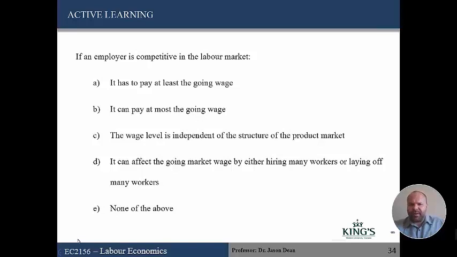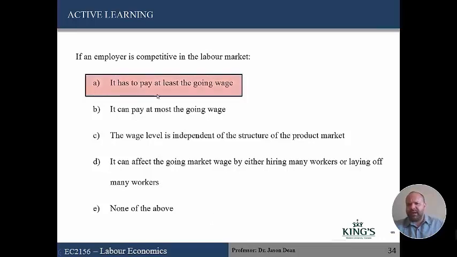If an employer is competitive in the labor market, which one of these is true? It has to pay at least the going wage. It has to pay at most the going wage. The wage level is independent of the structure of the product market. It can affect the going wage, market wage, by either hiring more workers or laying off workers. Or none of the above. So any idea?